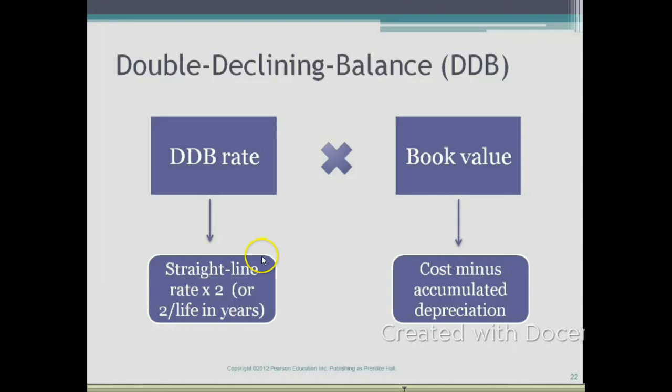And I know here it tells you to use the straight line rate times 2, but usually all your exam questions and your quiz questions will give you the life in years. So just take 2 divided by life in years, that is your double declining balance rate. Once you come up with that rate, that is the same rate you're going to use over the life of the asset. Now, book value changes every year.